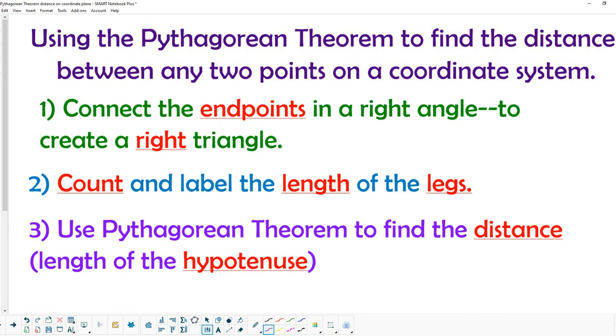So using the Pythagorean theorem to find the distance between any 2 points on a coordinate system goes as follows. First, connect the endpoints in a right angle to create a right triangle. 2, count and label the length of the legs. And 3, use the Pythagorean theorem to find the distance or the length of the hypotenuse.